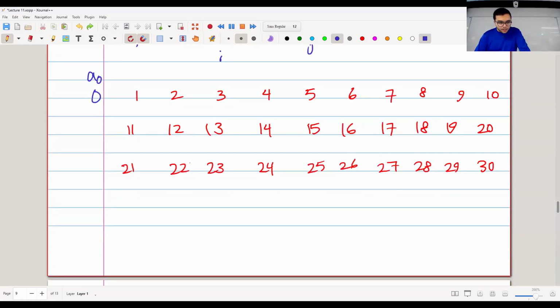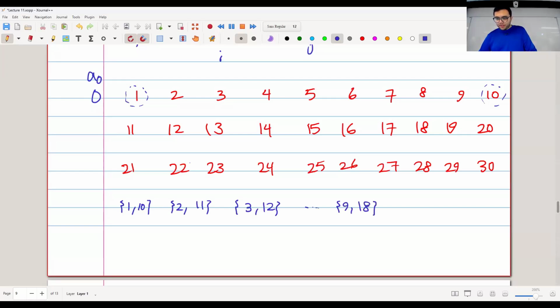Look at 1 and 10. If I look at 1 and 10, I can choose at most one of these two. I cannot choose both of them. But I can say the same thing about 2 and 11, and then 3 and 12, and so on up to 9 and 18. So up until now, I've paired up all the numbers up until here.